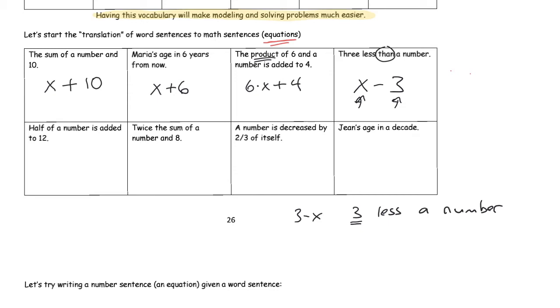Half of a number is added to 12. Okay, so half of a number, there we go, there's that multiplication thing. So half of a number is added to 12.